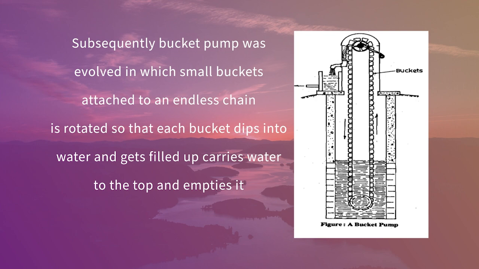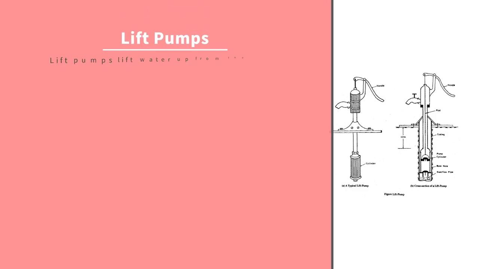Subsequently, the bucket pump evolved, in which small buckets attached to an endless chain are rotated so that each bucket dips into water and gets filled up, carries water to the top and empties it. So in this picture we are seeing the chain is moving, and the attached bucket is filled and then emptied.